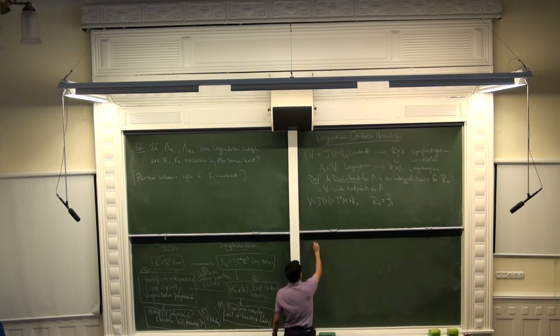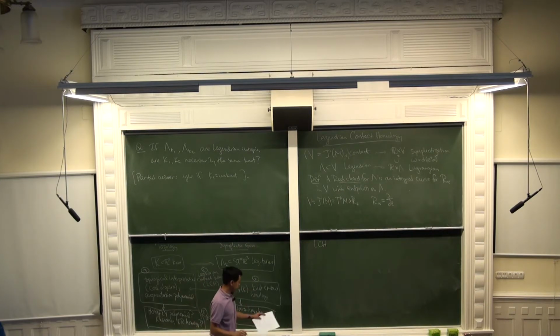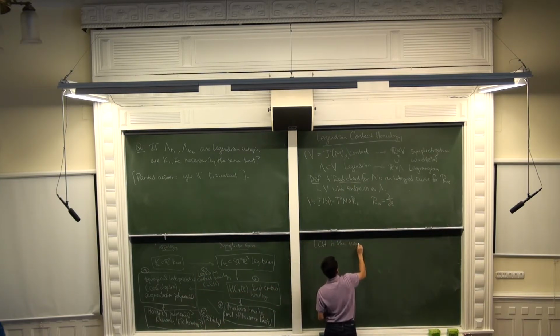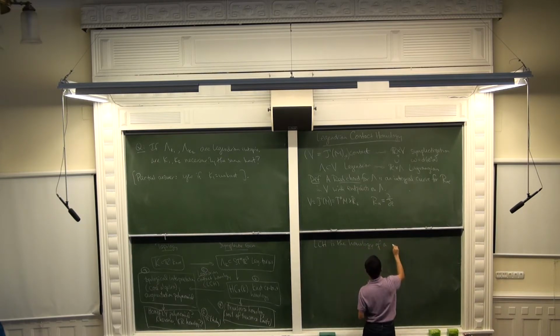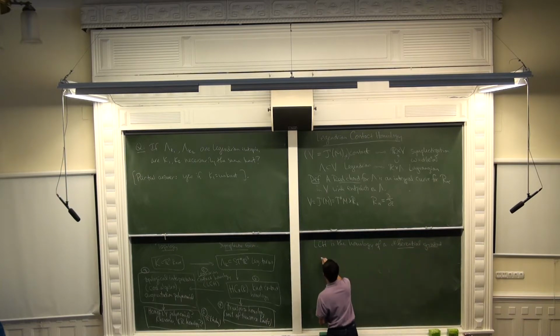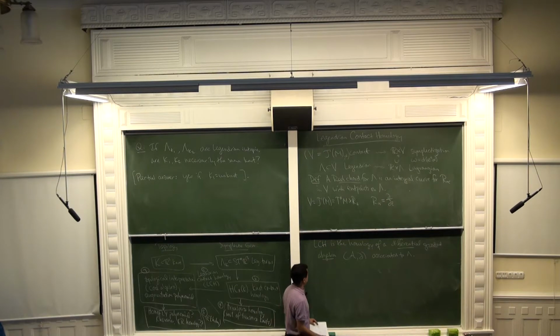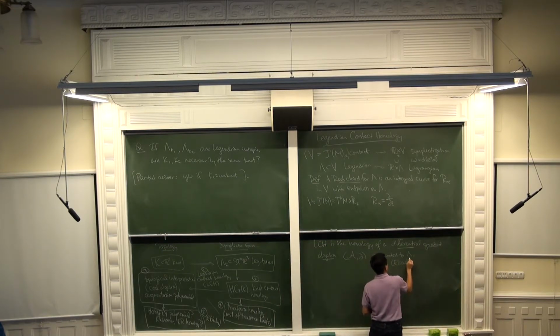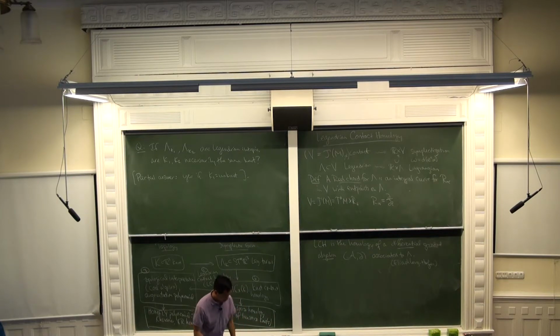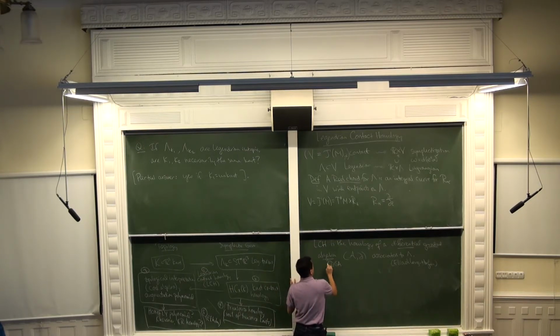So, Legendrian contact homology is the homology of a differential graded algebra, which I write as script A, d, associated to lambda. And this is, I guess, originally this is work of others. So what I'm going to do is describe this differential graded algebra to you.